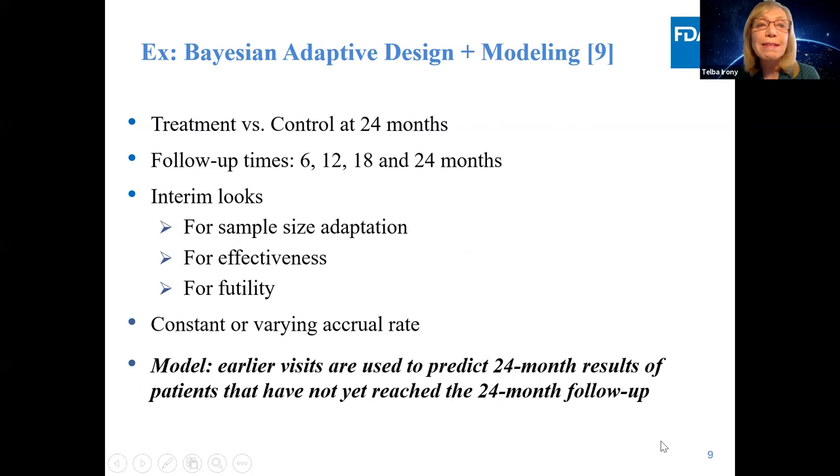So an example of an adaptive design with a model, the reference is item 9 at the end of the slides. As I said, you have the treatment versus control at 24 months, and you have follow-ups at 6, 12, 18, and 24 months. You can have interim looks for sample size adaptation, for effectiveness, and for futility. And if you use a model in which earlier visits are used to predict the final follow-up time at 24 months, the effectiveness and the efficiency of this adaptive design is amazing. And of course, you can have constant or variable accrual rate. You don't want to accrue too many patients at the beginning, to let you make decisions about sample size adaptation as you gather data for 24 months and later follow-ups like 18 months.